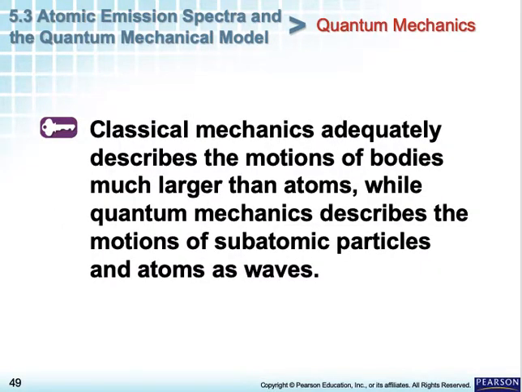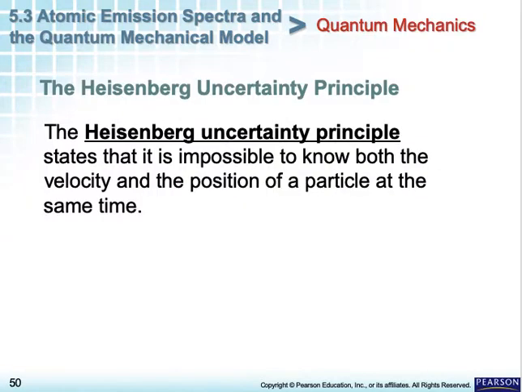Classical mechanics adequately describes motions of bodies much larger than atoms, while quantum mechanics is used for very small particles and subatomic particles such as atoms and electrons.